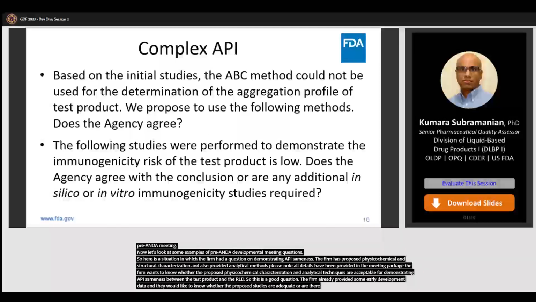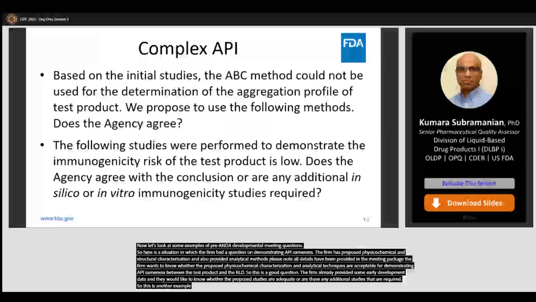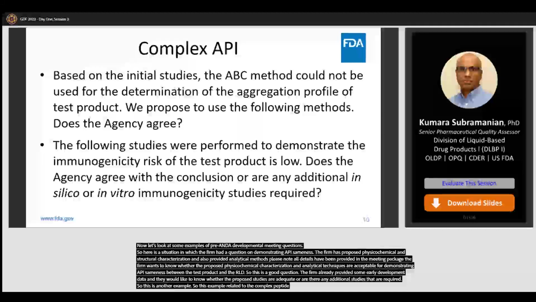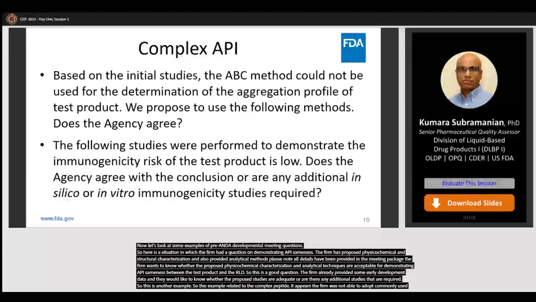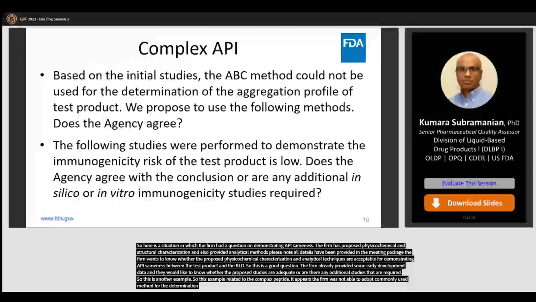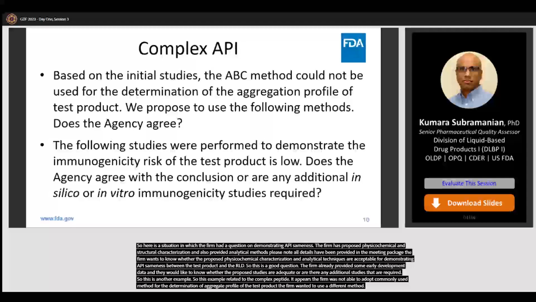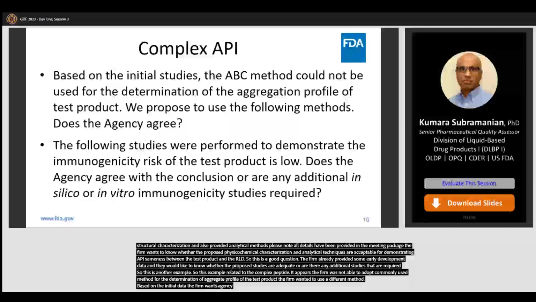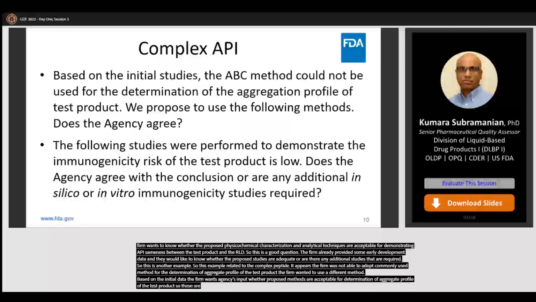So this is another example. This example is related to a complex peptide. It appears the firm is not able to adopt the commonly used method for the determination of the aggregation profile of the test product. The firm wanted to use a different method. Based on the initial data, the firm wants the agency's input on whether the proposed methods are acceptable for the determination of the aggregation profile of the test product. So these are good questions for the developmental meeting.